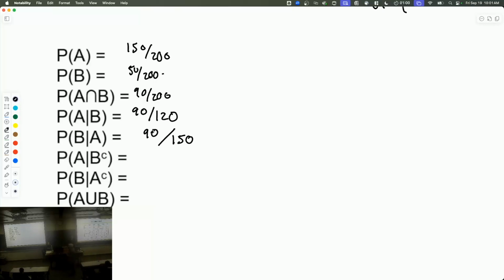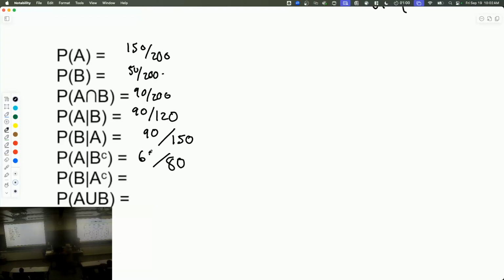Solved. Probability of A given B complement. B complement: they don't have trait B. There's 80 of them, of which 60 have trait A.